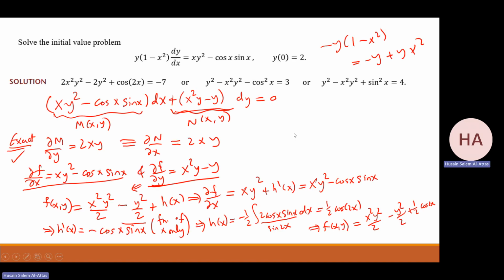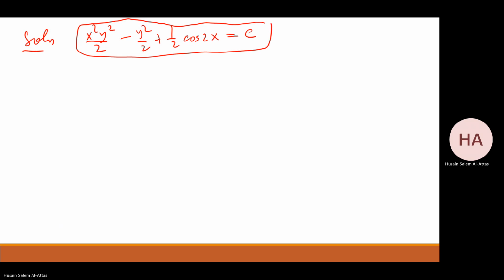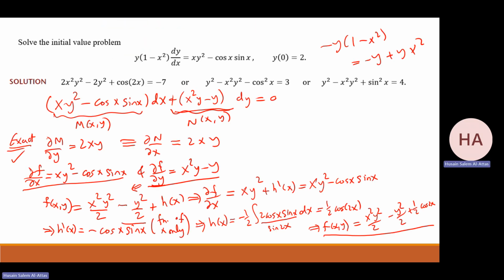Okay. So is this my solution? No. So what is my solution? Then I want to show you something. x squared y squared over 2 minus y squared over 2 plus half cosine 2x equals C. This is my solution. Is it this one? No, not yet. Actually, I have an initial condition.